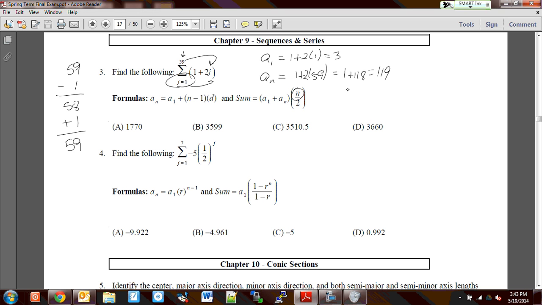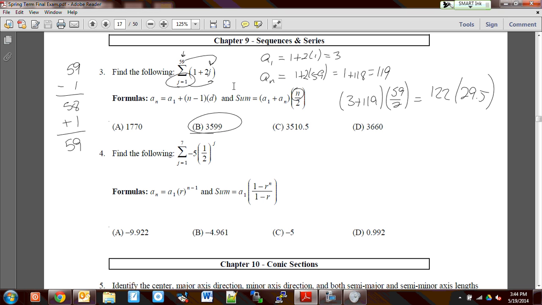Alright, so now let's plug this in. 3 plus 119 times 59 over 2, and this is going to be 122 times 29.5, which comes out to 3,599. All right.